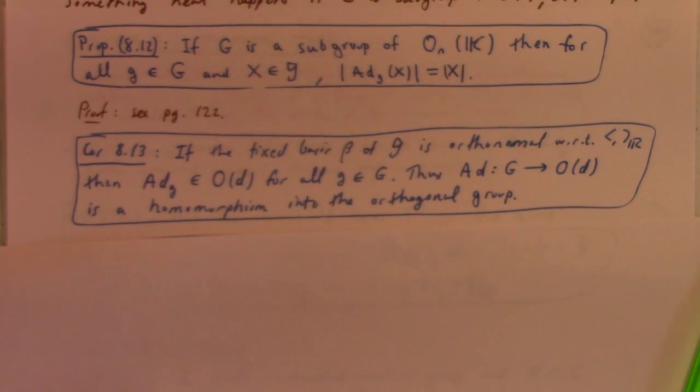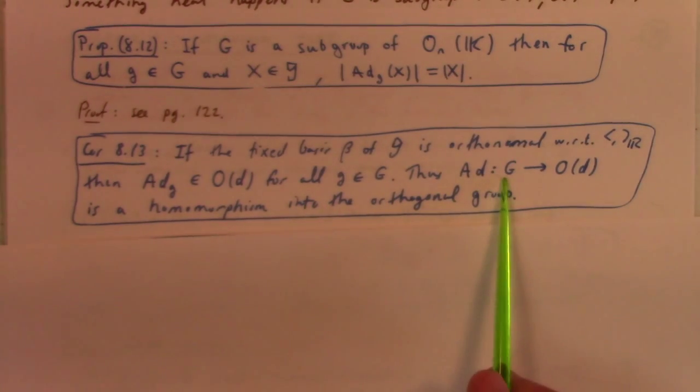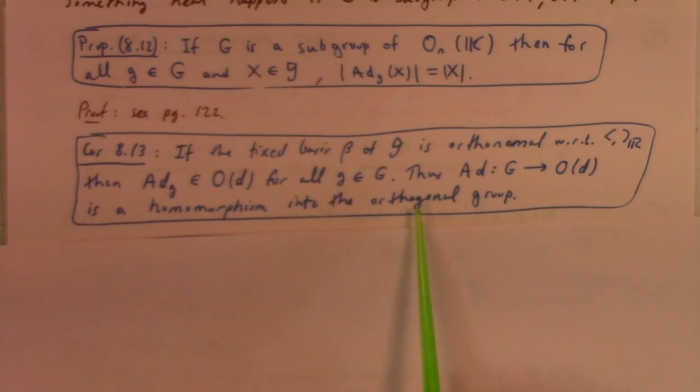All right. Anyway, corollary. Nope, that's the reals. That's not a typo, or at least it's the same as TAP has. With respect to the inner product on R, then the adjoint of g is an element of the orthogonal transformations of D by D for all g in G. So in other words, the adjoint going from G to O(D) is a homomorphism into the orthogonal group.